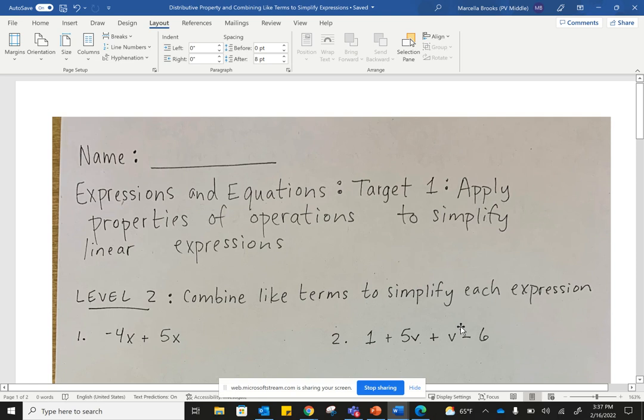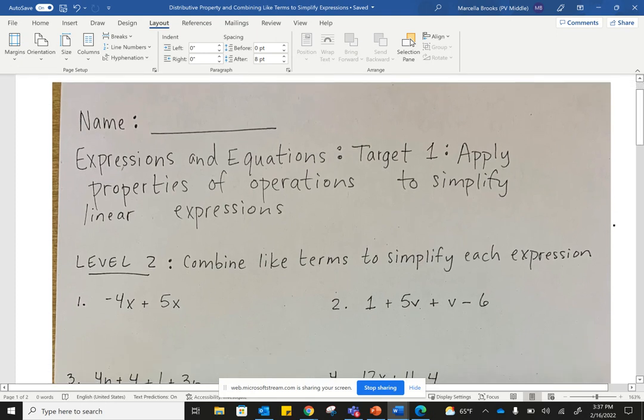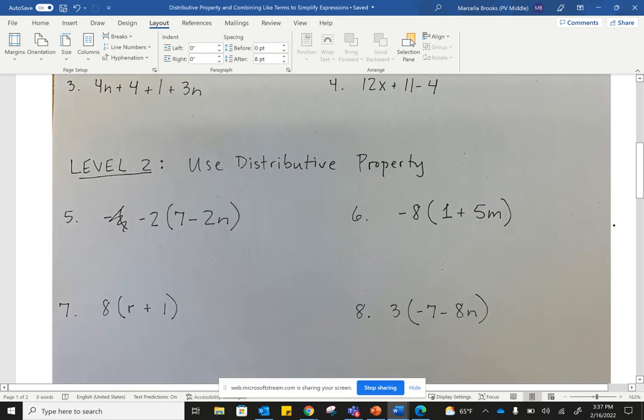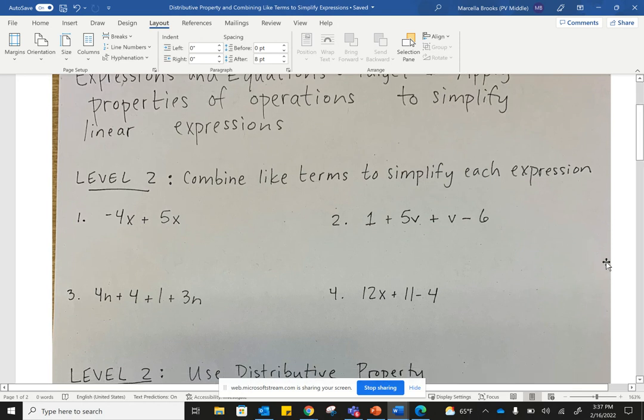Okay, so this is a practice sheet for Target 1 under Expressions and Equations, applying properties of operations to simplify linear expressions. The front page just has level 2 skills, and the back page has level 3. I'm going to try to do one problem out of each section, and I want you guys to try to do the other 3 problems on your own, okay?